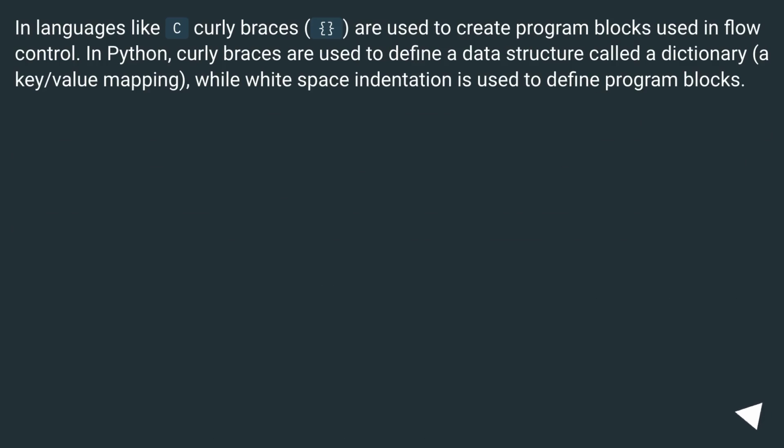In languages like C, curly braces are used to create program blocks used in flow control. In Python, curly braces are used to define a data structure called a dictionary, a key/value mapping, while white space indentation is used to define program blocks.